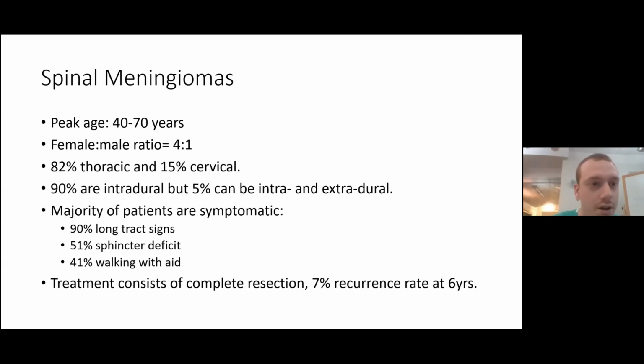Thank you. So as we were talking, peak age is 40 to 70 years, and the female to male ratio is 4:1. 80% of the time it's localized in the thoracic region and 15% in the cervical. 90% are purely intradural, but around 5% can be intra- and extradural. The majority of the patients are symptomatic. 90% of them present with long tract signs, about half of them with sphincter deficit, and 40% with early myelopathic signs. The treatment consists of complete resection, but there's over a 7% recurrence rate after 6 years.